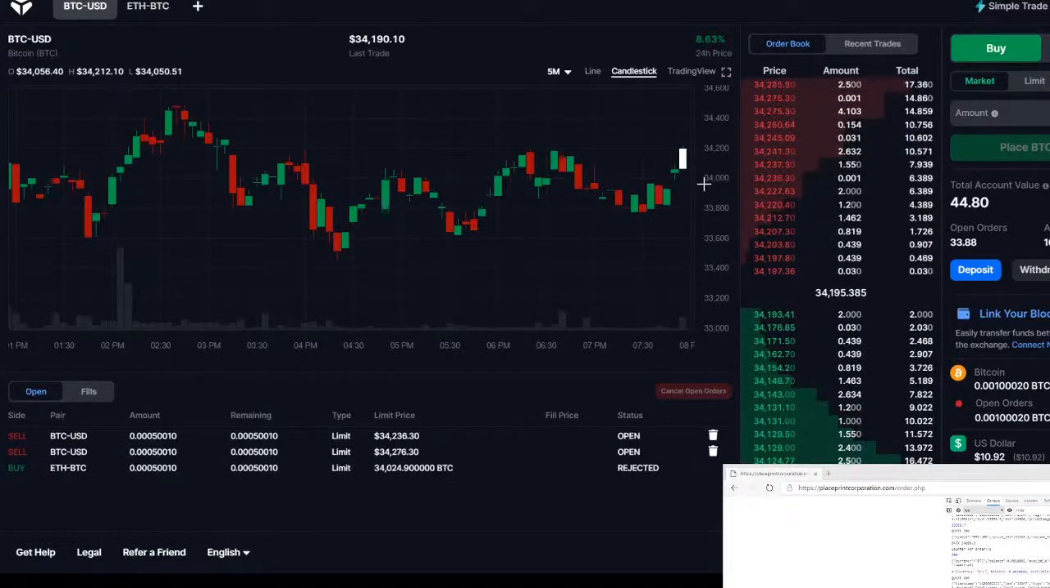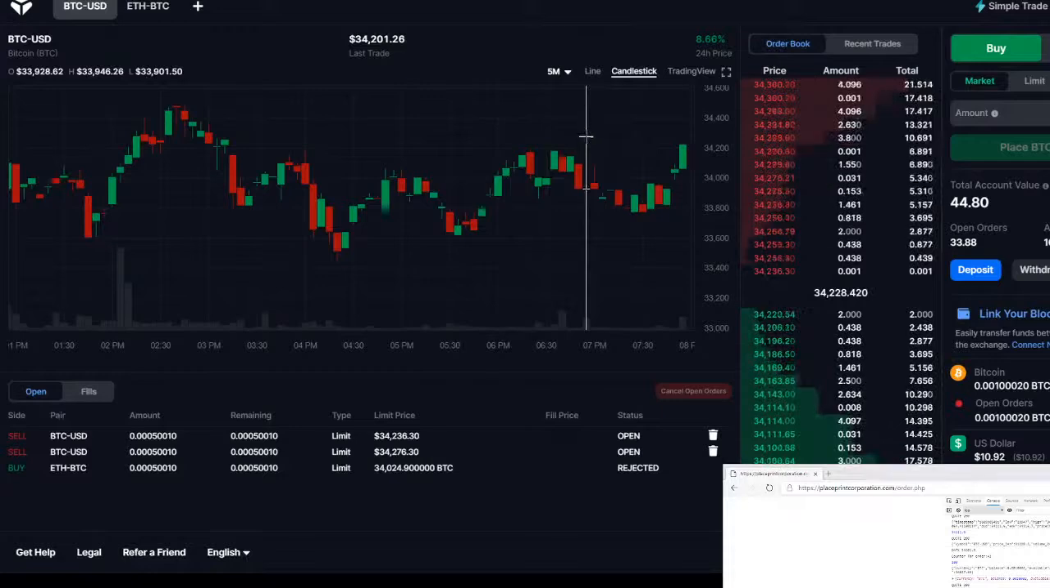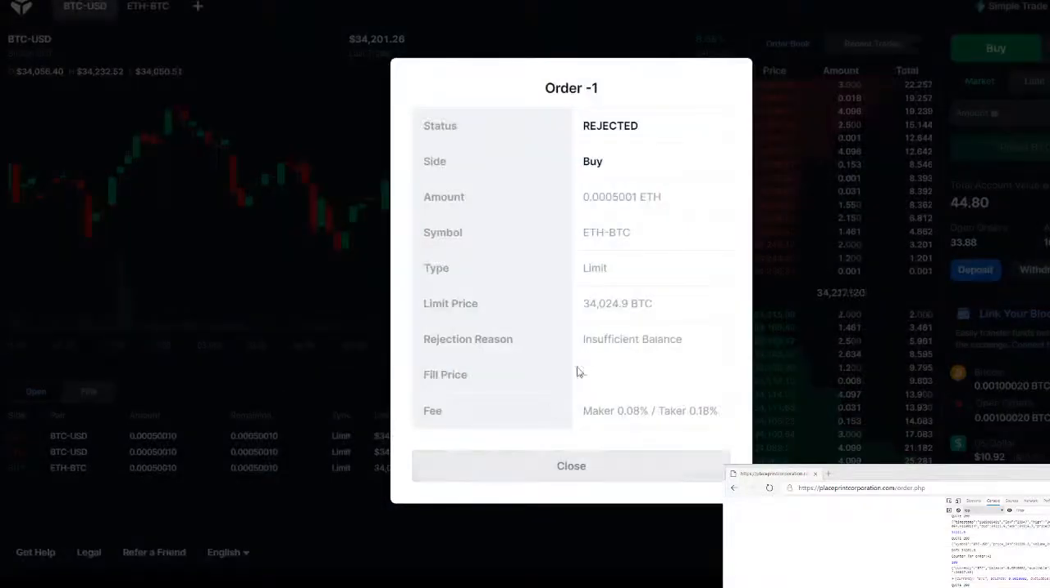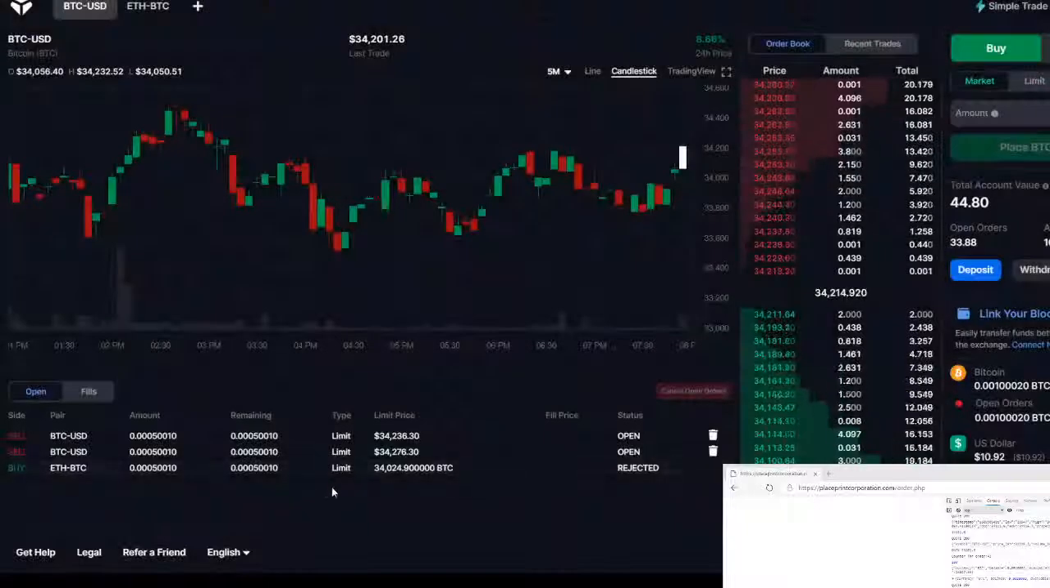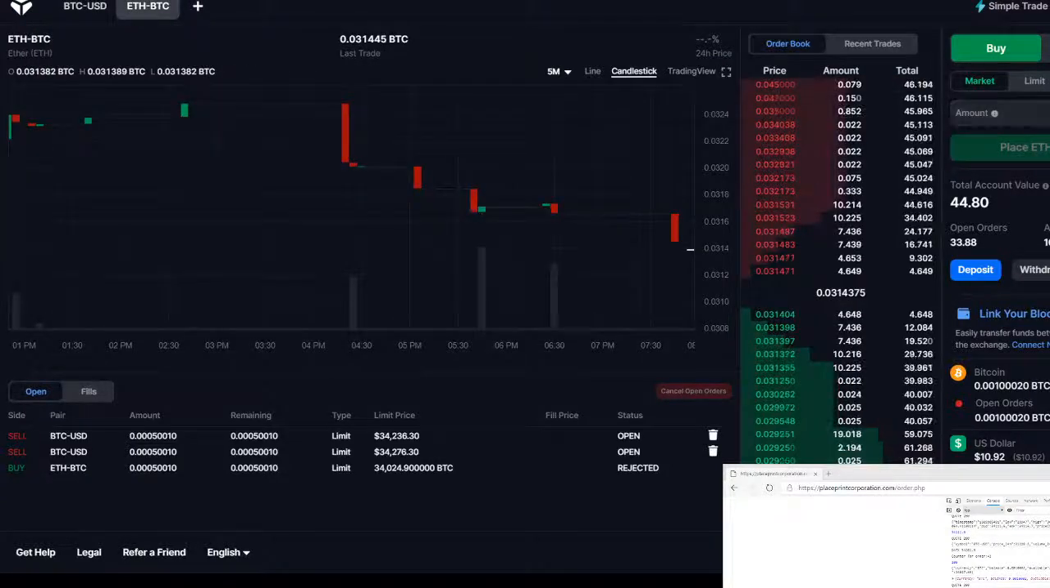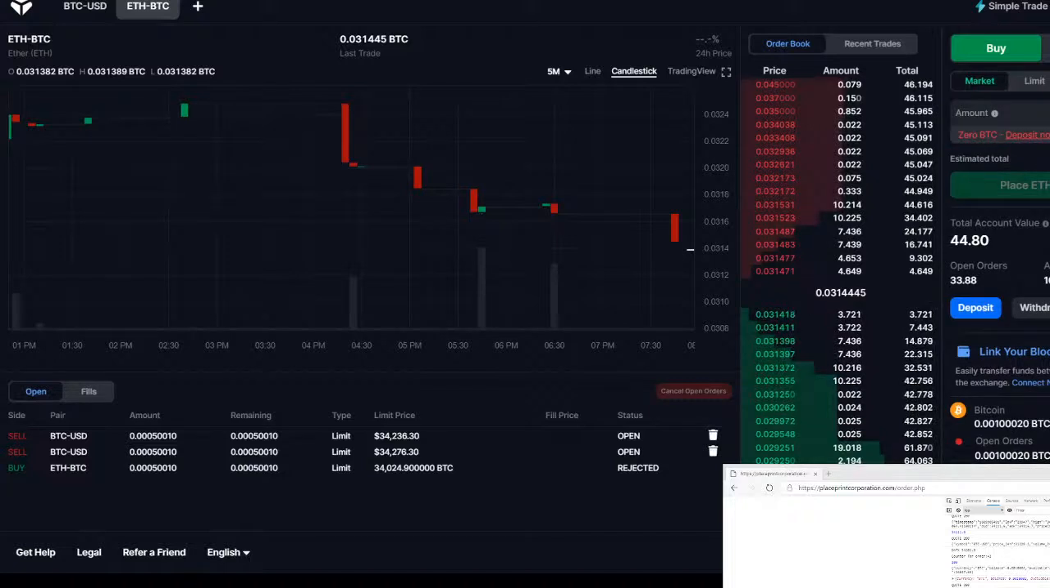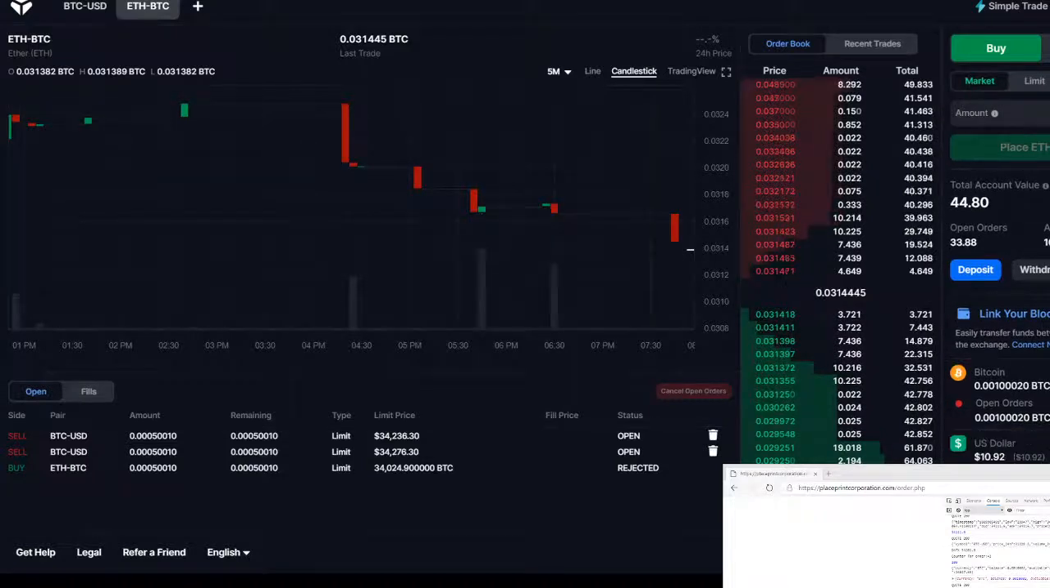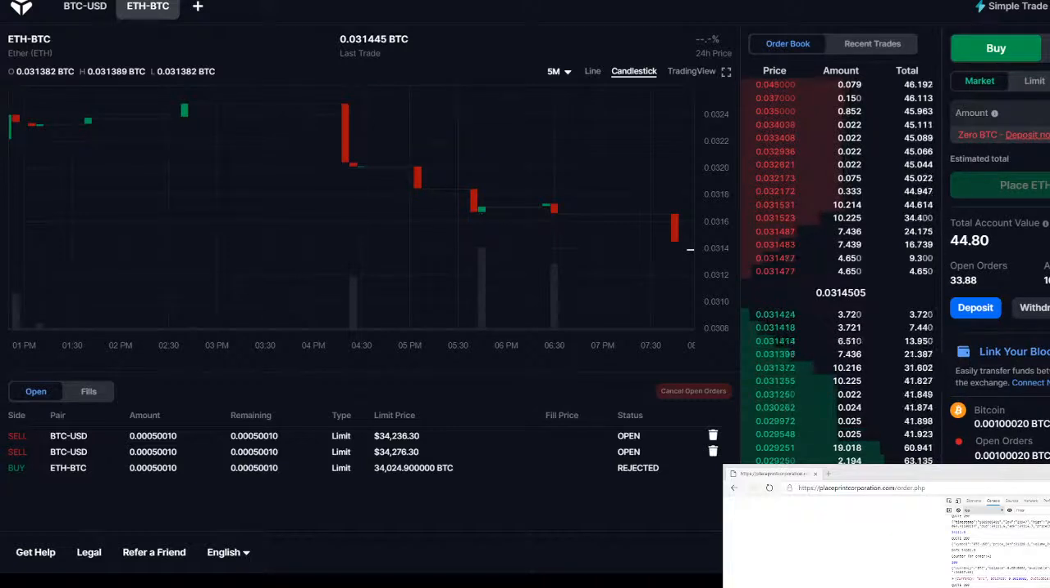Okay, we're getting a push up to the 34,200 level. Right? They still need to fill us. And you can see they rejected an ETH-BTC order. Let's see why. Insufficient balance. I wonder what the minimum is that we can trade on the ETH. Estimated total. It's 0.31. 0.5.